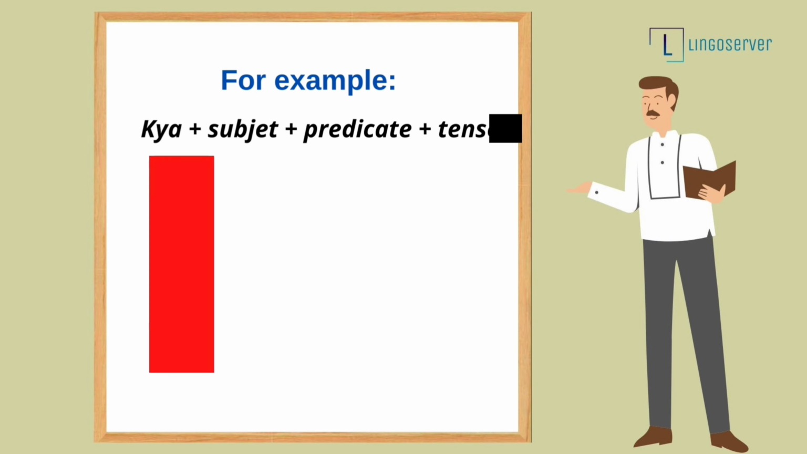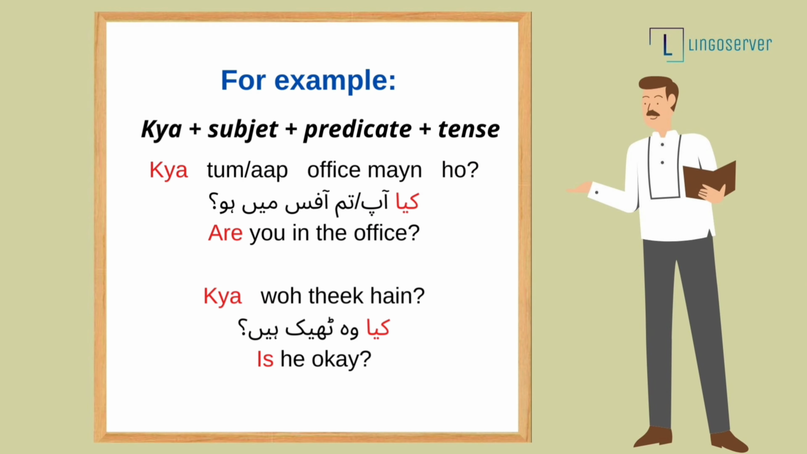For example, क्या आप ऑफिस में हो? और क्या तुम ऑफिस में हो? Means, are you in the office? क्या वो ठीक हैं? Is he okay?